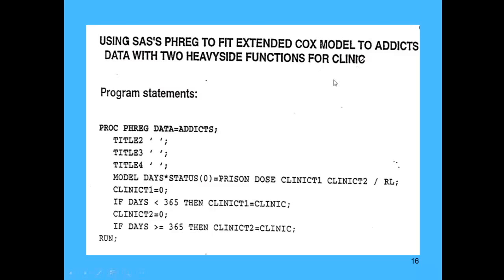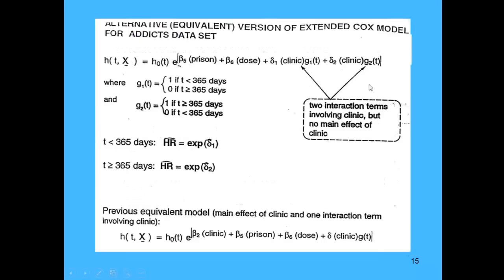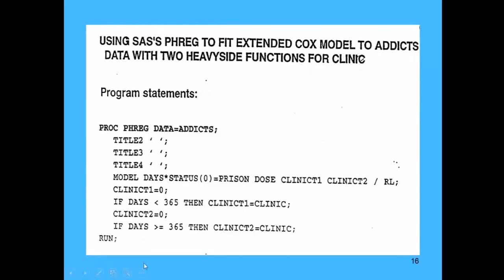This is the code to fit the extended Cox model data with two Heaviside functions. So this is the code for this example. Okay, so here we go. Code for this: days times status. Look at the variables in the model.